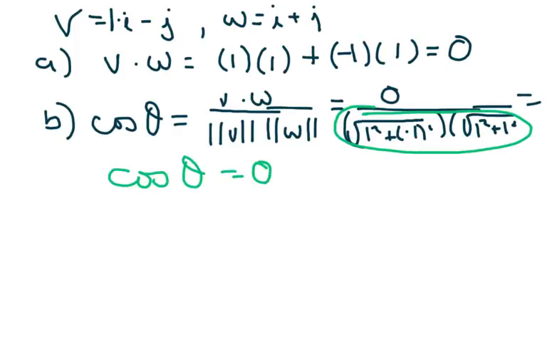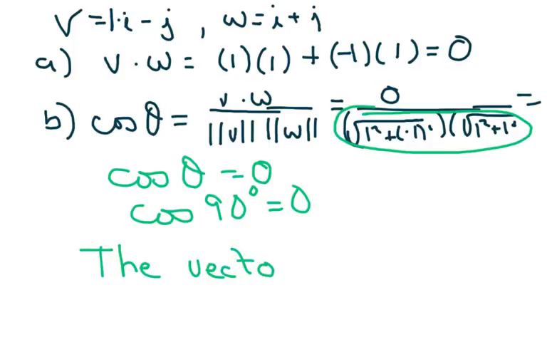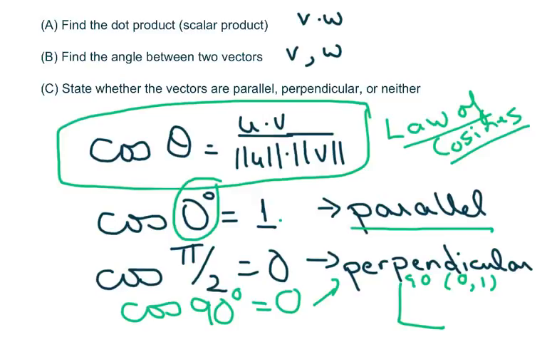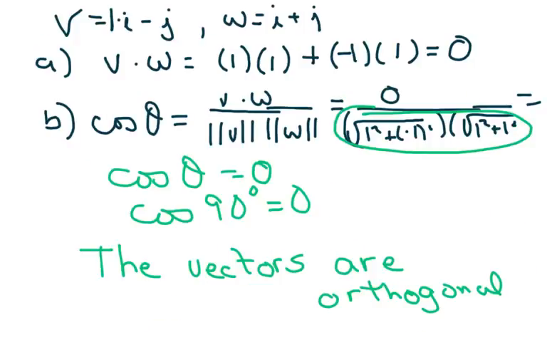And the only way cosine of theta equals 0 is if theta is 90 degrees, because cosine of 90 degrees equals 0. That means the vectors are perpendicular, but in vector land, instead of perpendicular, we're going to write orthogonal. Same thing, but we're going to use the word orthogonal. When I say perpendicular, I mean orthogonal. All right. That's basically all we're doing, and we're going to do a few more problems.